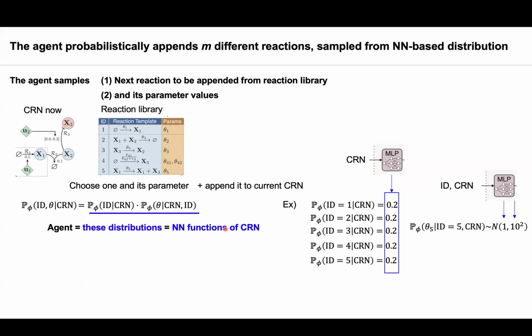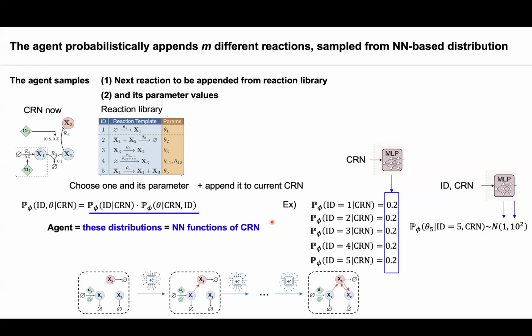So our goal is we have to choose the next reaction. So if you see this one, then we appended this red reaction. Then what we want to do is, how should we determine which reactions to append from this reaction library? And to do that, we need 2 things. One is which reaction, like this ID, and which parameter.